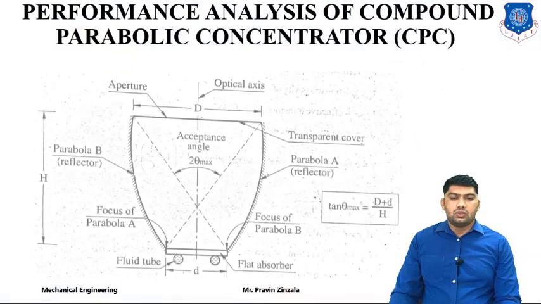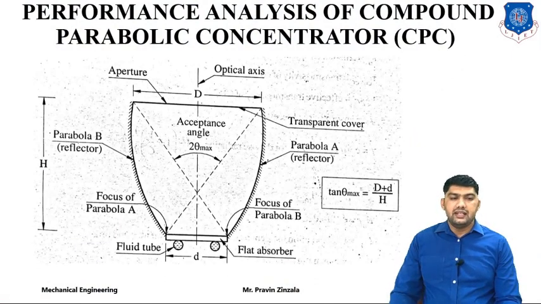First of all, we discuss what the CPC collector is and the basic terminology used in it. This is the compound parabolic concentrator, which means in a CPC two parabolic reflectors are used to concentrate more radiation on our flat plate collector. It is also a compound collector because at the bottom we are utilizing the flat plate collector as well as our fluid to transport the heat, and we are also utilizing these two parabolic surfaces.